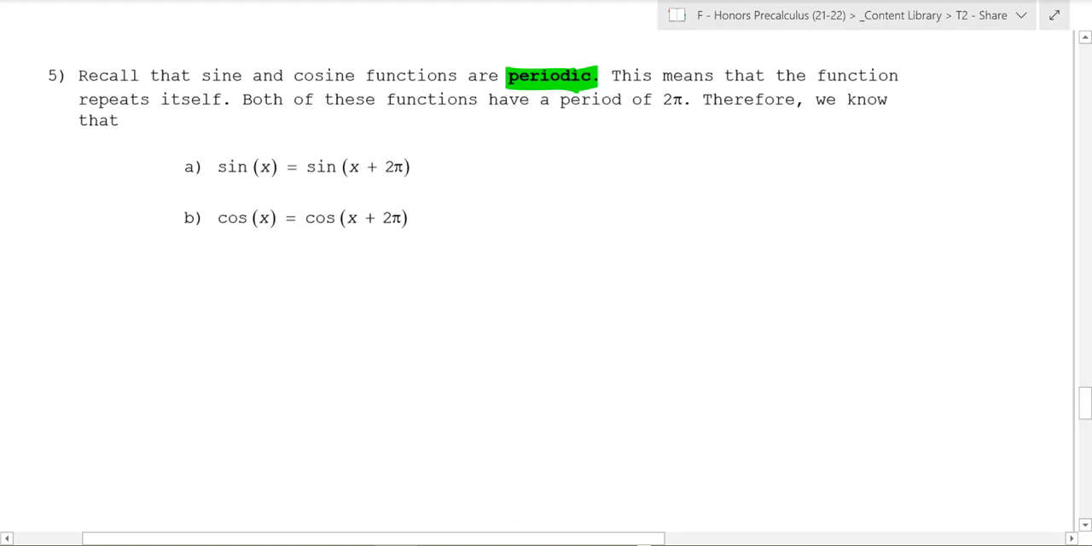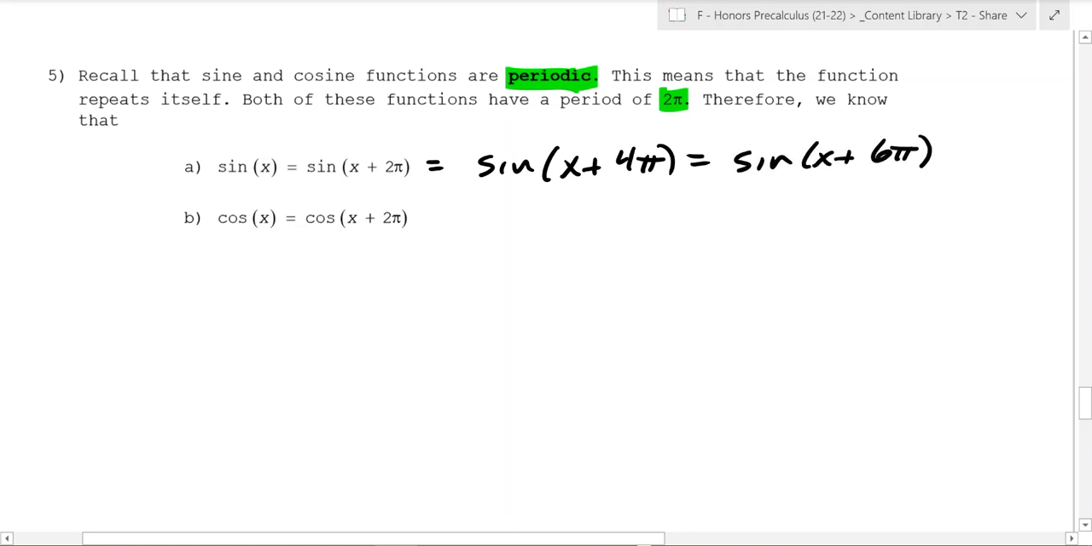So we know that the period is 2 pi, meaning you can shift them to the left and right 2 pi. So theoretically, you could write this as sine of x plus 4 pi, which is going to be the same as sine of x plus 6 pi. And you can do the same thing for cosine. So it's going to be cosine of x plus 4 pi, cosine of x plus 6 pi. You can arbitrarily add 2 pi.